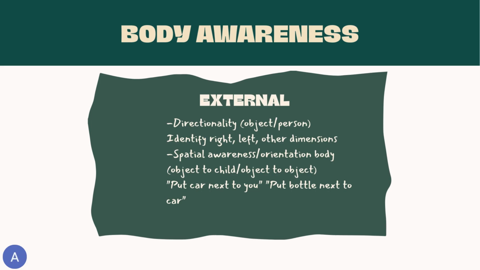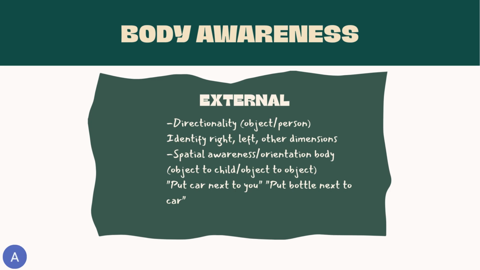Spatial awareness is similar to direction, but it's more about the involvement of the environment. It's the ability to know what is located next to you. So it's a toy car. So put the car next to your left. So you need to know where is your left, and to put that item next to you. So how do you relate the direction to the environment? So there are two: it's either object to child or object to object.